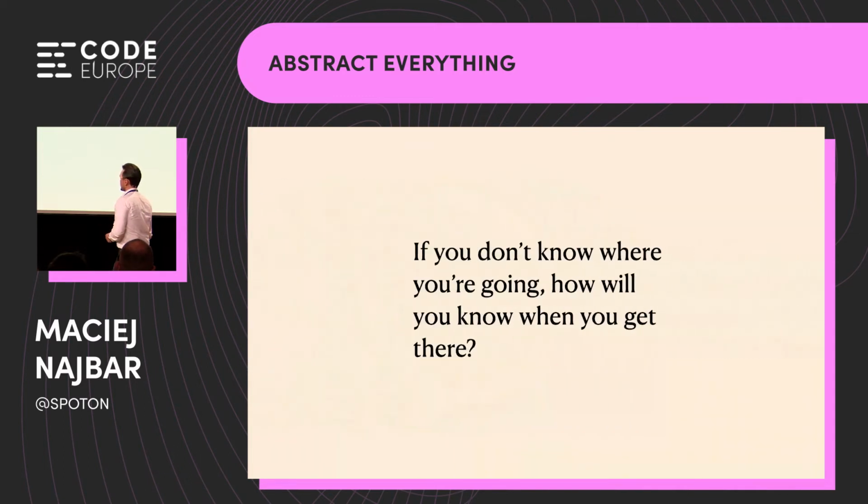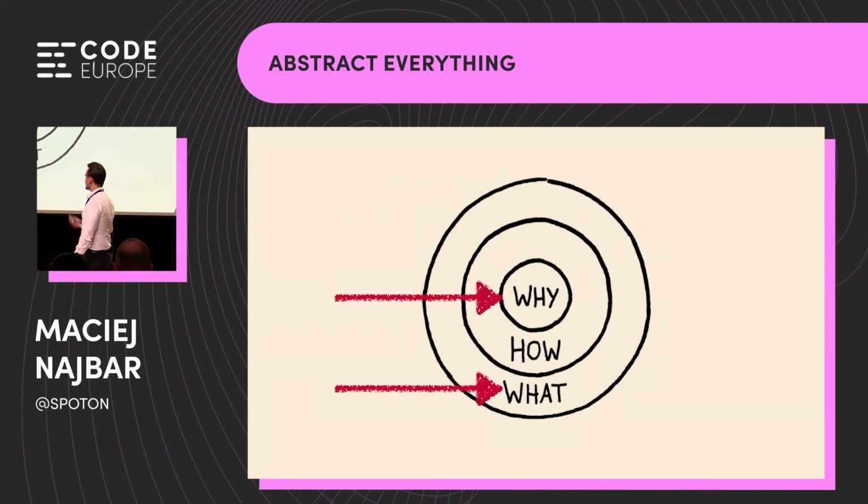There's this famous saying: if you don't know where you're going, how will you know when you get there? Let's be honest, we cannot prepare a perfect plan because we cannot foresee all the circumstances that may occur. Only by knowing the answers to both why and what, we should ask ourselves how we want to do it.